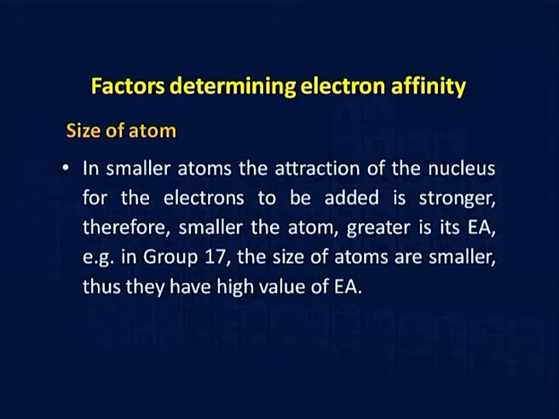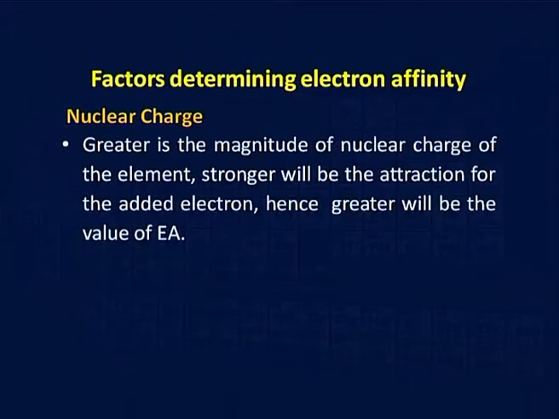therefore they have a high value of electron affinity. The next factor which determines the electron affinity is the nuclear charge. The greater the magnitude of the nuclear charge of the element, the stronger will be the attraction for the added electron, hence the greater will be the value of electron affinity. In the periodic table, earlier we have seen that the magnitude of the nuclear charge increases as we move across the period, as well as when we move down the group.